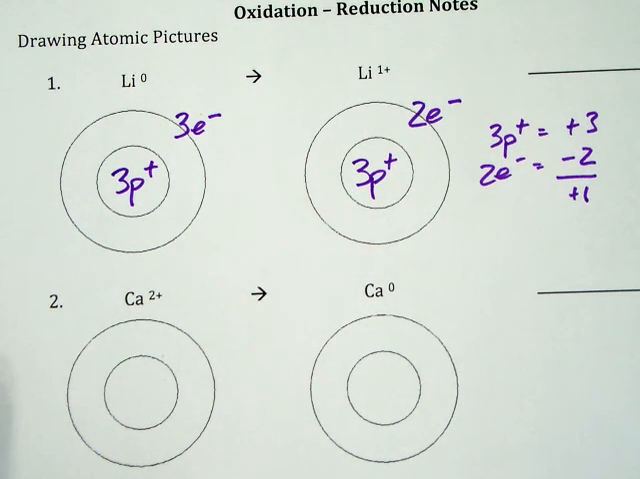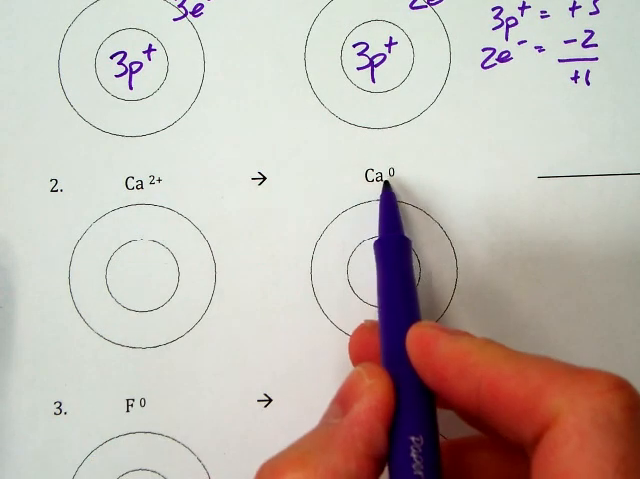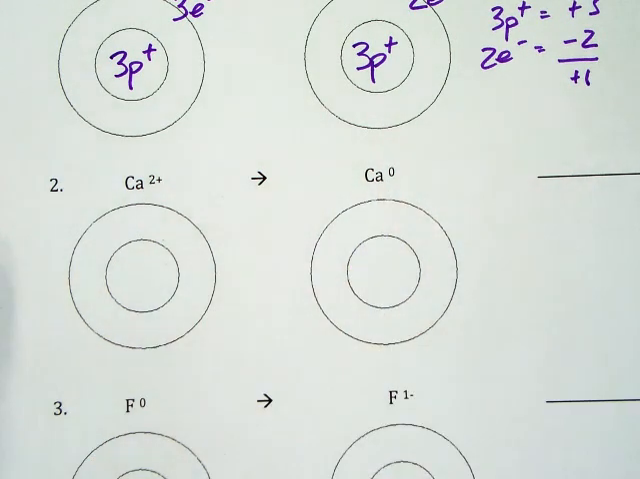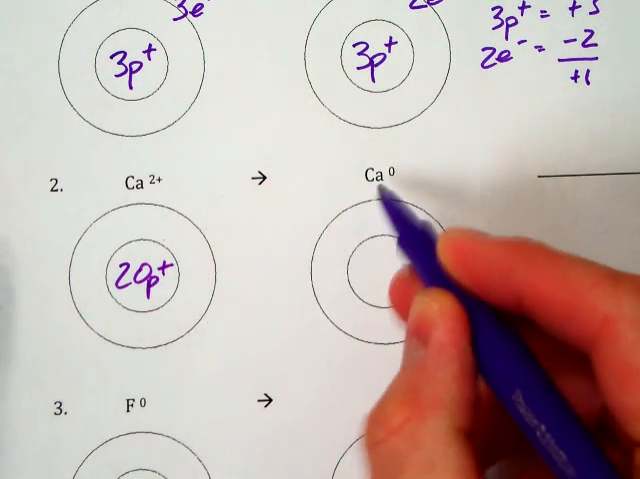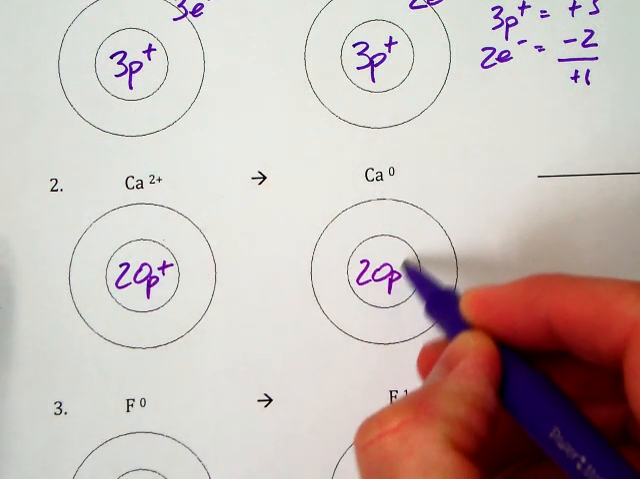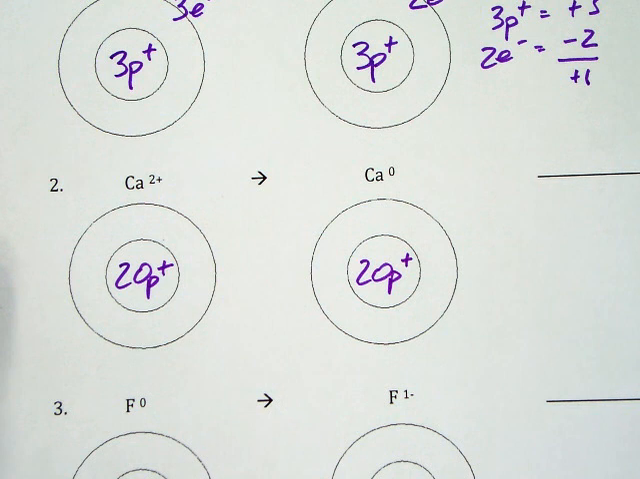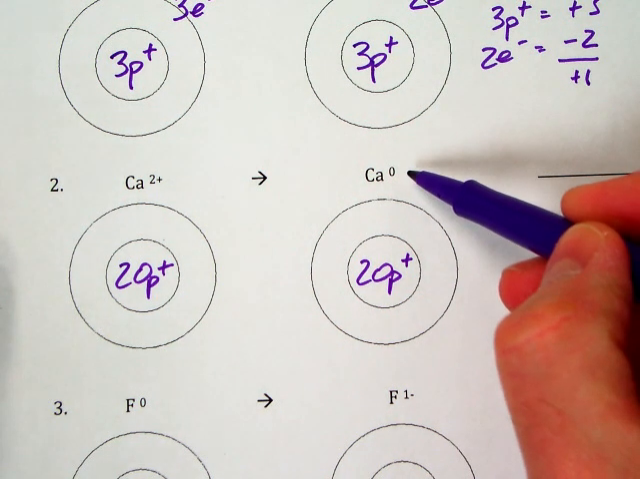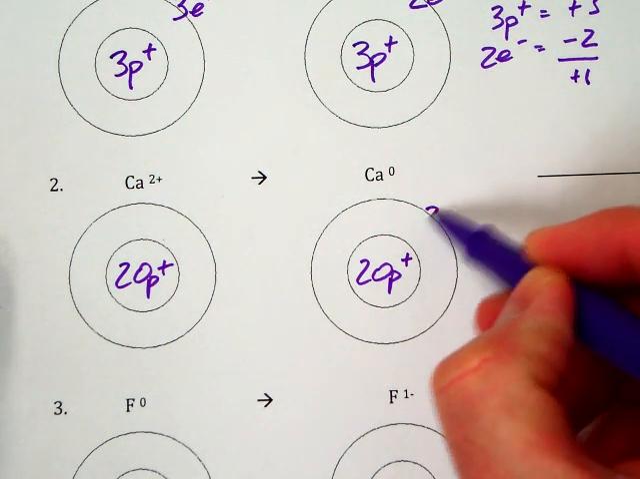Here's another example. We've got calcium 2+ and calcium 0. Looking on our periodic table, calcium is atomic number 20, so there's going to be 20 protons, and I'm going to write 20 protons for each. I find it always helpful, no matter where the atom is, in this case it's on the product side, to start there because you know that the protons and the electrons will be the same.